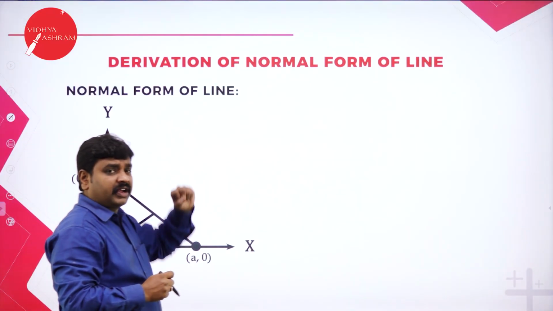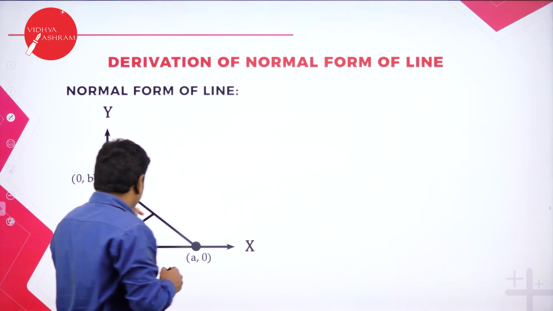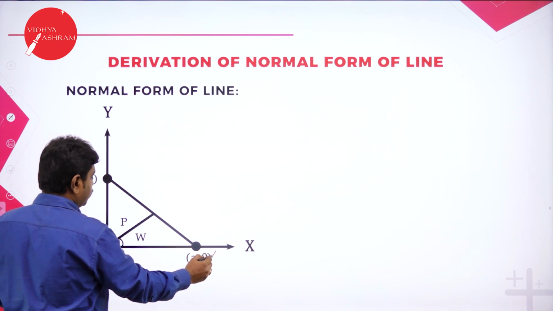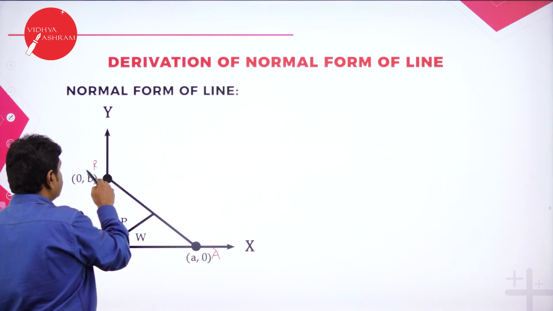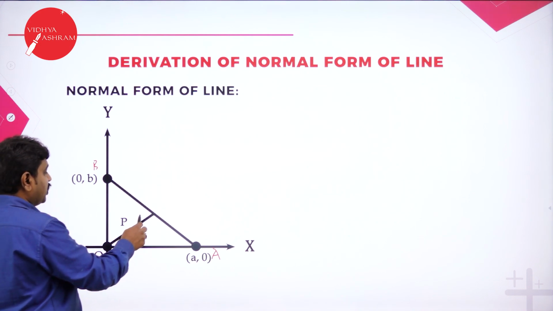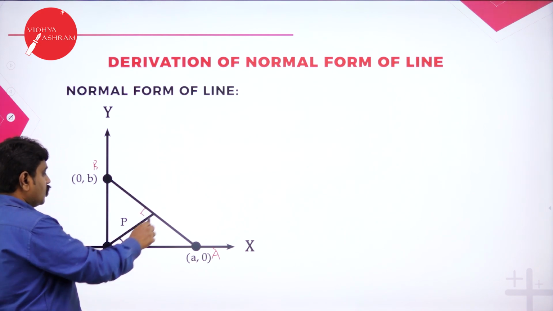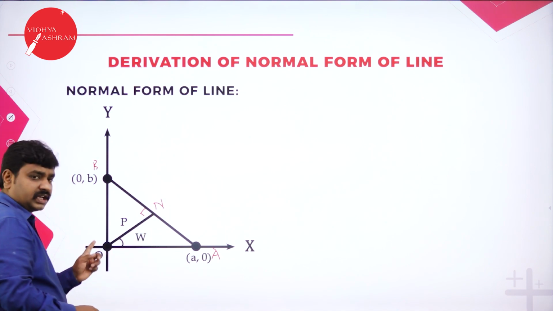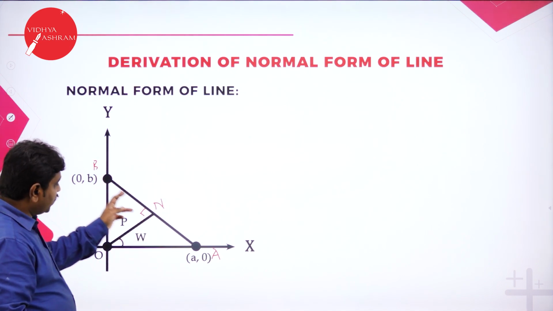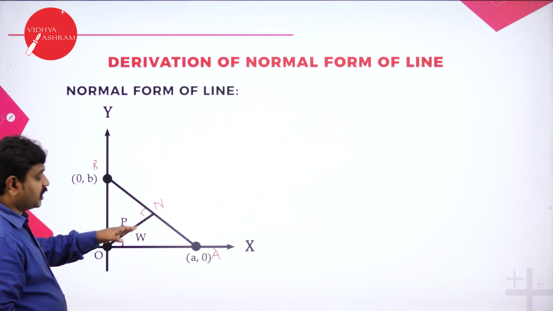So normal form of line. This is our required line. You can see line is between, I'll say this as point A and this is point B. So I need to derive line AB, and that's why we have drawn a normal. Normal means what? Perpendicular. So ON is the normal. In the diagram, what is ON? ON is the normal. So I want to derive line AB. For that, I have drawn a normal.